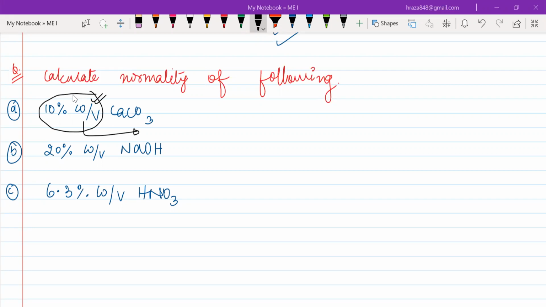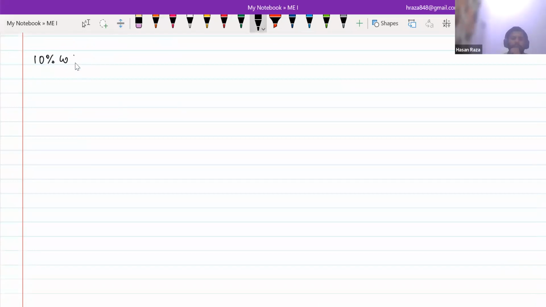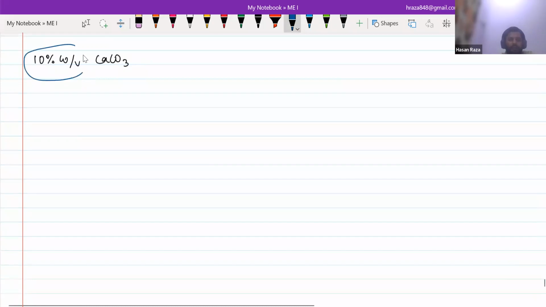Sir, could you explain this question? Okay, Sakina, how much have you solved? Sir, I solved till the weight by volume. So it's given that, very good, 10% weight by volume CaCO3 is given, right? This is the question, and we need to calculate normality. So what I told you, to expand this in a full sentence, and from there we will get everything.